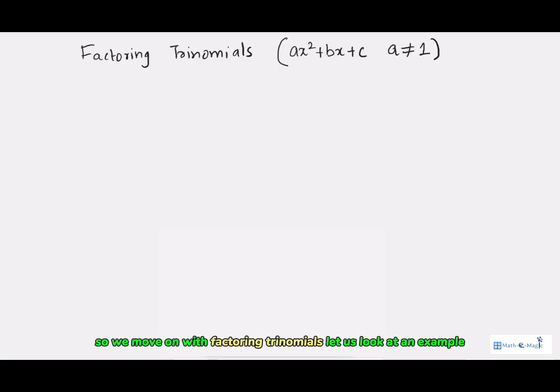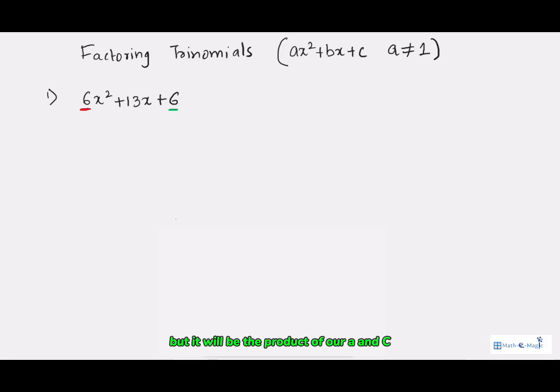Okay, so we move on with factoring trinomials. Let us look at an example. Let us take the example 6x squared plus 13x plus 6. In this case our a is not equal to 1. So what do we do then? In this case also we will use the product-sum method, but the product will not be just of our constant term, it will be the product of our a and c.